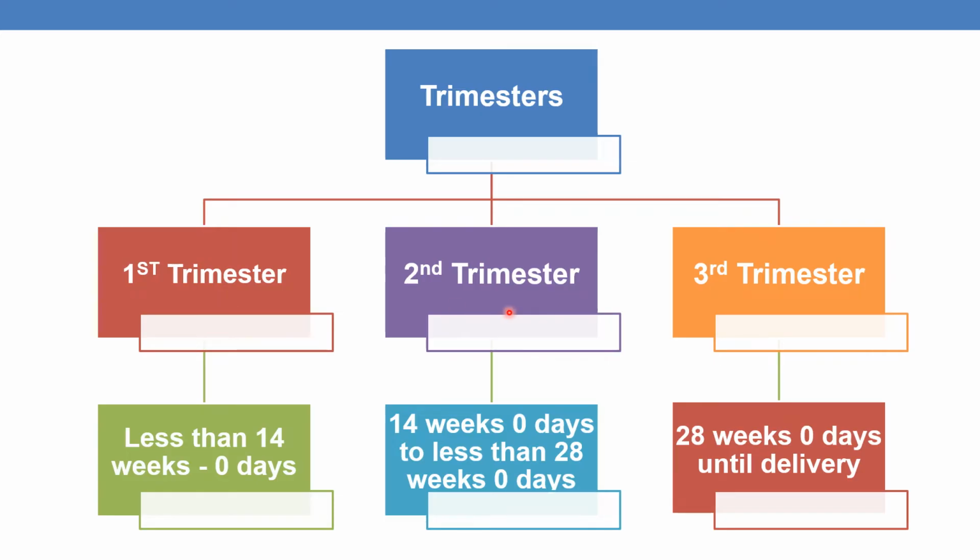The second trimester ranges from 14 weeks 0 days to less than 28 weeks 0 days. And third trimester ranges from 28 weeks 0 days until the delivery. From 28 weeks onwards, the pregnant woman comes under third trimester. These are the time frames for trimesters: first, second and third. Majority of the codes are categorized based on the trimester.